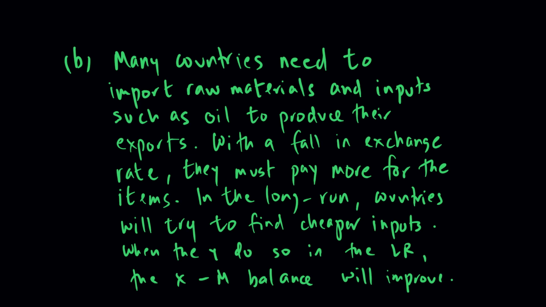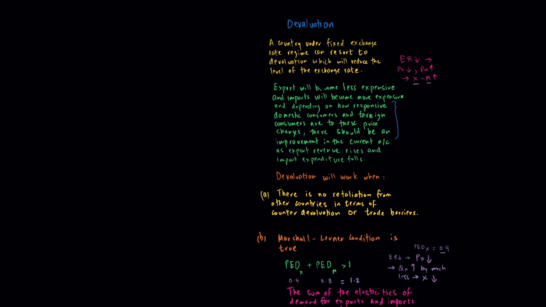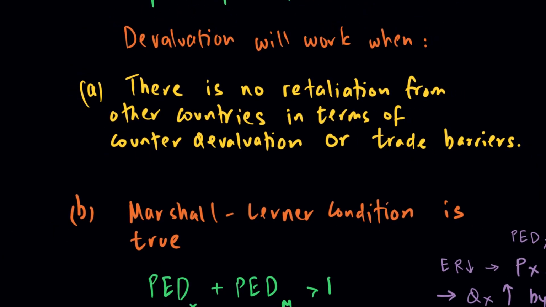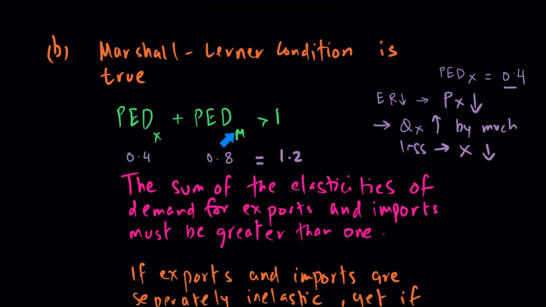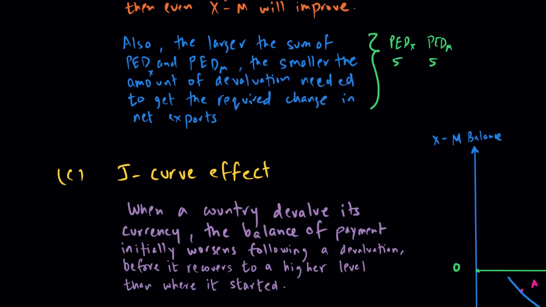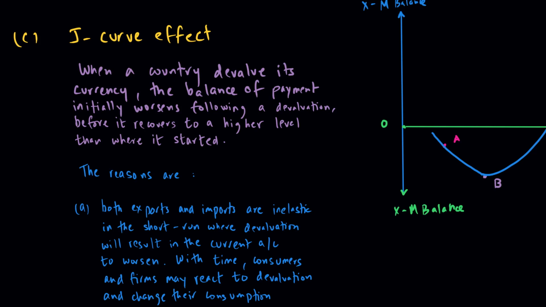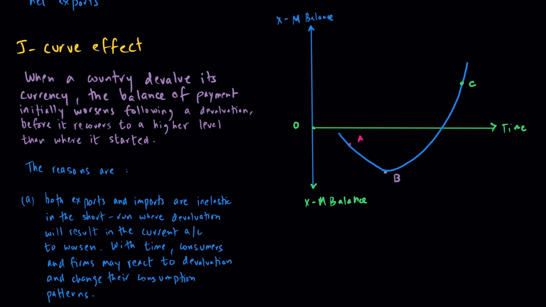So just to repeat, the conditions necessary for devaluation to work: number one, there should not be any retaliation from other countries in terms of counter devaluation and trade barriers. Number two, the Marshall-Lerner condition must hold, which means the sum of elasticities of exports and imports must be greater than 1. And number three, the J-curve effect, which means that the current account balance will only improve in the long run and not in the short run. In the short run, things will actually worsen before they start to improve.